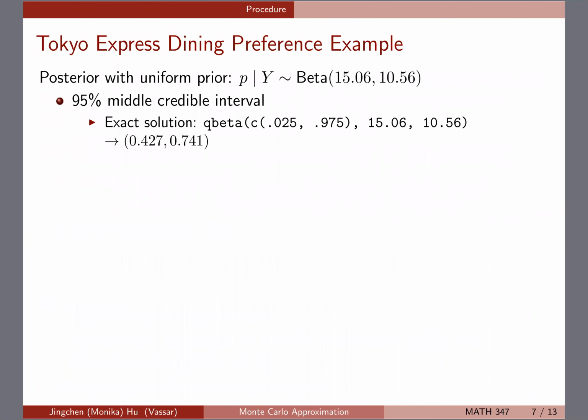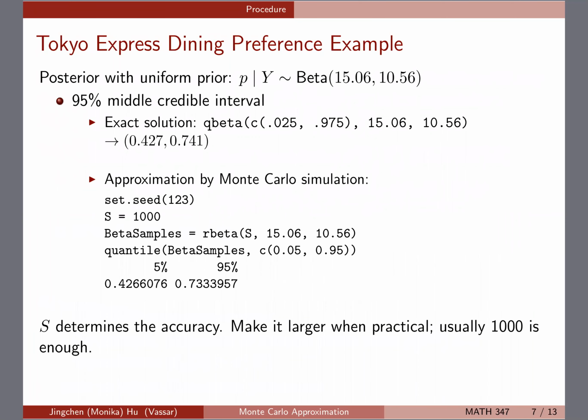So the example. This is just a quick review of what we did so far: if I only care about the unknown parameter, I can do an exact solution and an approximation. This is what we saw before. And S, which is the number of draws that you do, determines the accuracy.